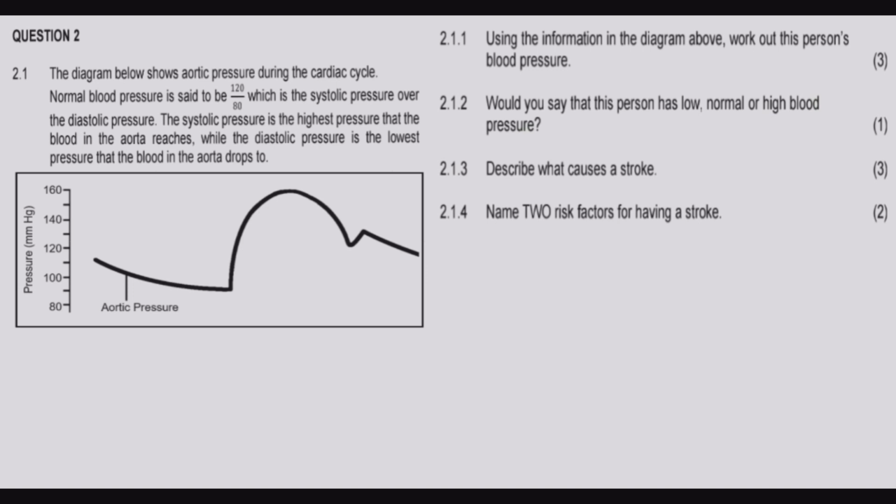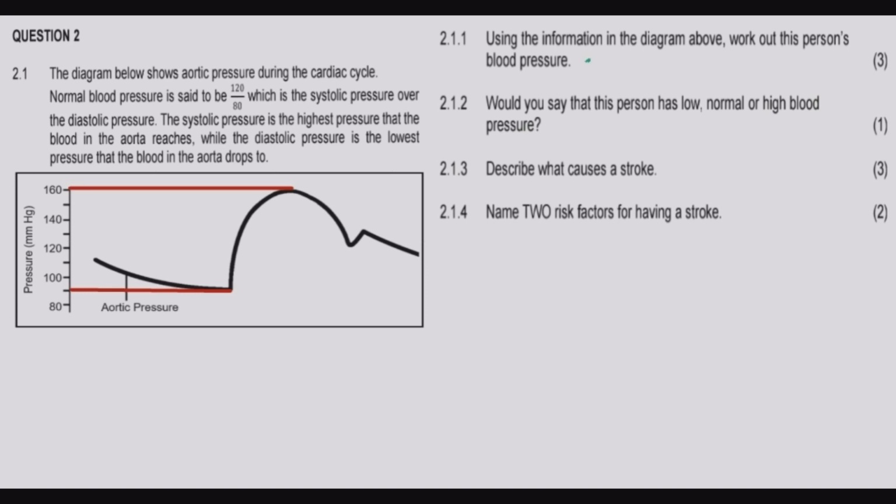After we study the diagram, then we go to question 2.1.1. Using the information in the diagram above, work out the person's blood pressure. Okay, so first we need to take note of the systolic pressure, so that is the highest blood pressure when the heart pumps. When you look at that, we come here and this is the high blood pressure, which is 160. Then when you come down here, this is 90. When we draw this line as I have drawn, you see that it will reach up to 90. This is a straight line, which is just taking us to 90.